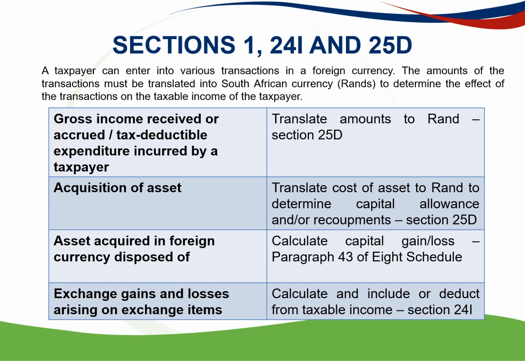If expenditure was incurred for the acquisition of an asset, the cost of the asset must be translated to rand in order to calculate any capital allowance and/or recoupments by using Section 25D. If an asset was acquired in a foreign currency and it is subsequently disposed of, the capital gain or loss must be calculated, and there we use paragraph 43 of the Eighth Schedule.